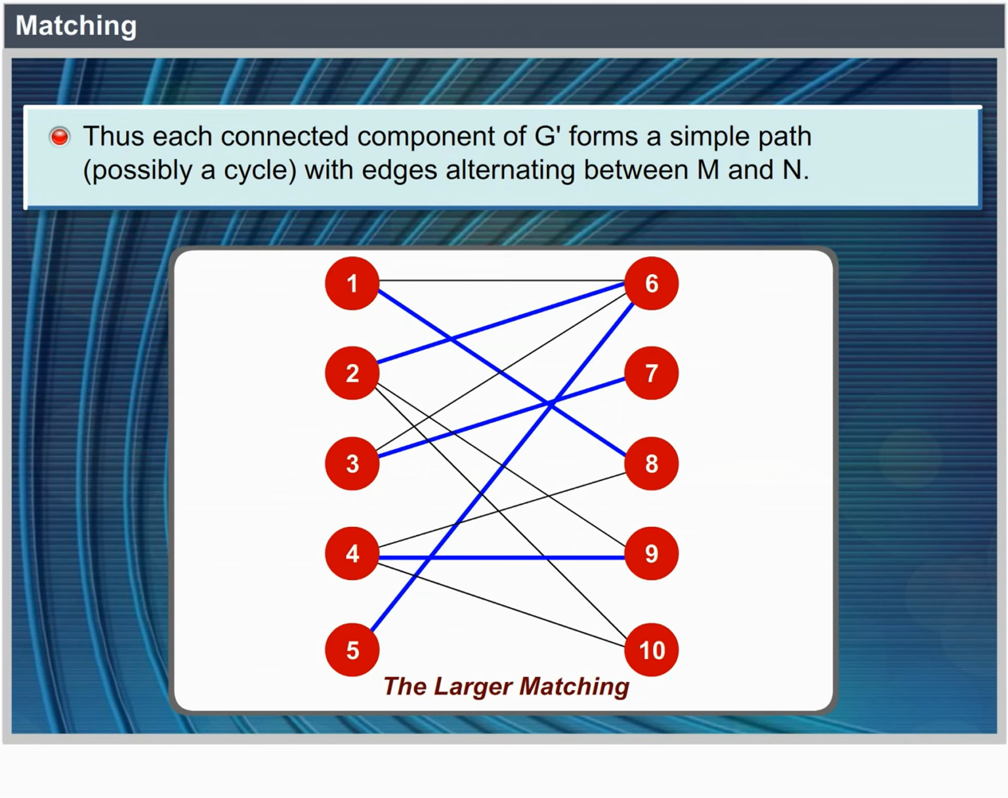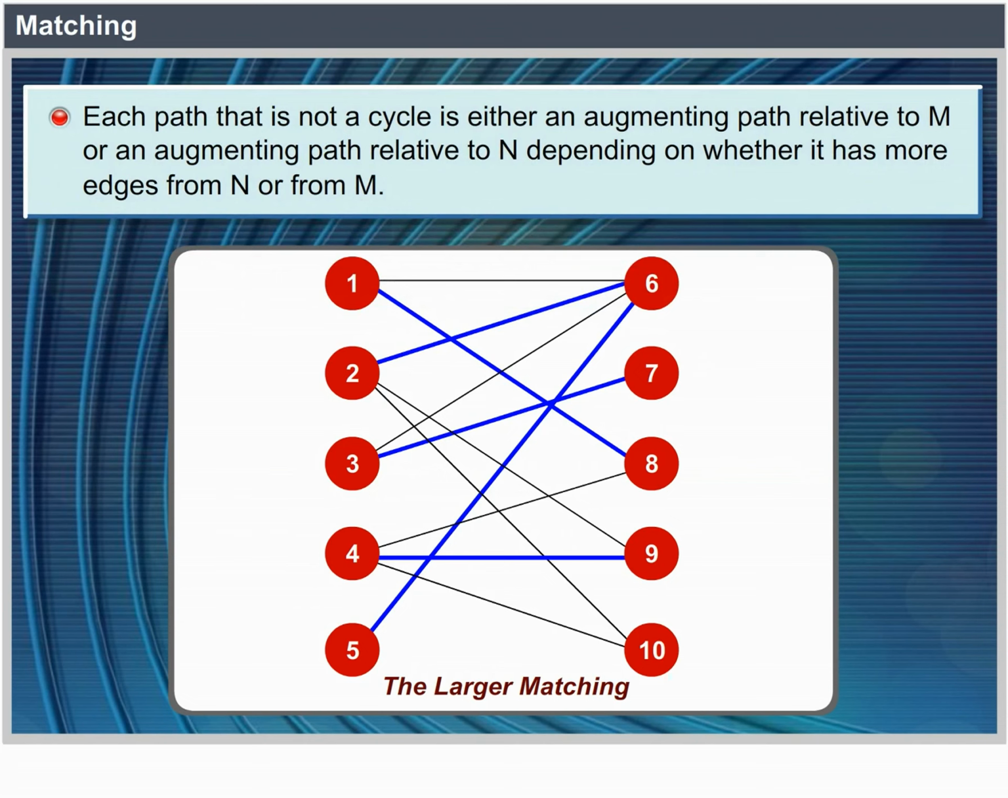Each path that is not a cycle is either an augmenting path relative to M or an augmenting path relative to N, depending on whether it has more edges from N or from M. Each cycle has an equal number of edges from M and N.